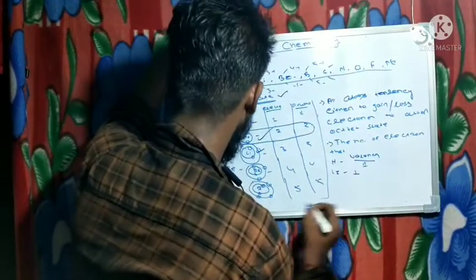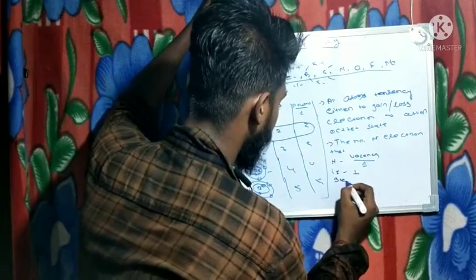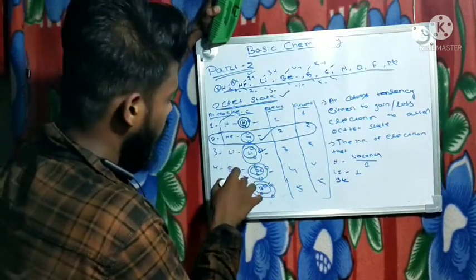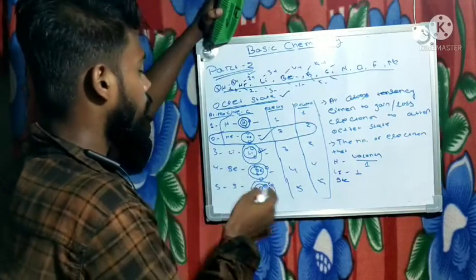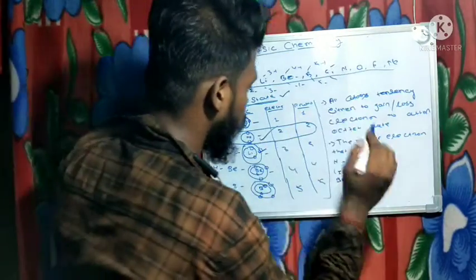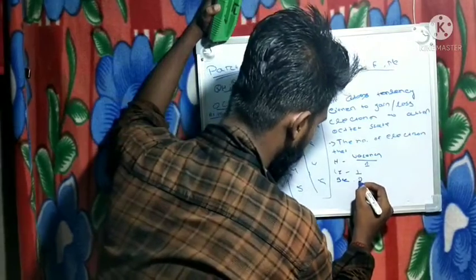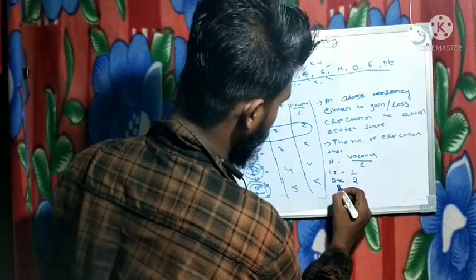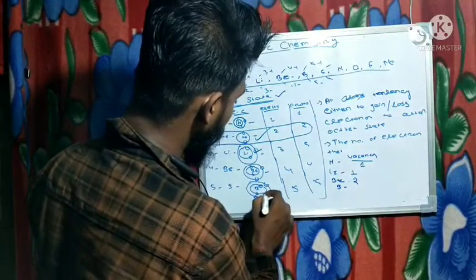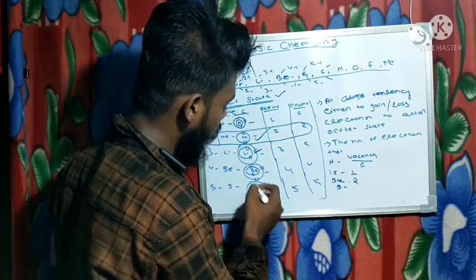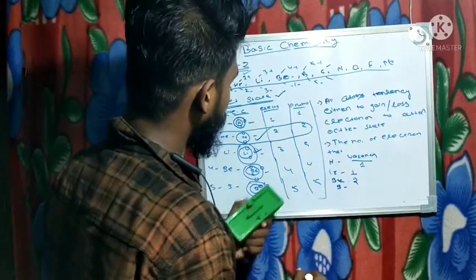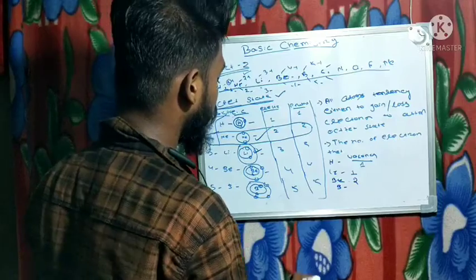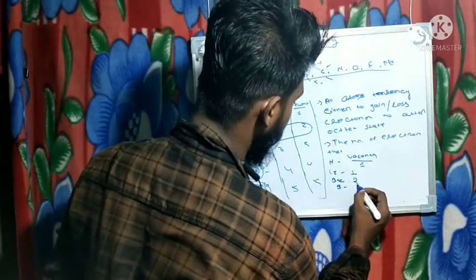If we go to the case of beryllium, either beryllium gains 6 electrons to reach the octet state, or it loses 2 electrons. So the answer is 2. Then come to boron. Here boron has 3 electrons in the outer shell, so either it takes 5 more electrons or it loses 3 electrons. As losing 3 electrons is easier than gaining 5 electrons, the valency of boron is also 3.